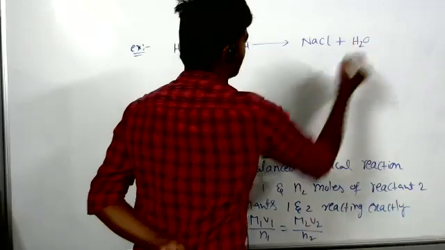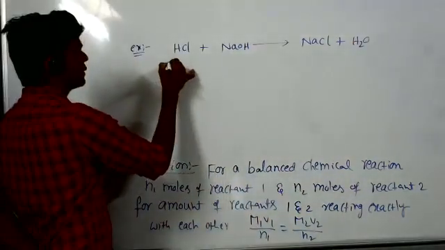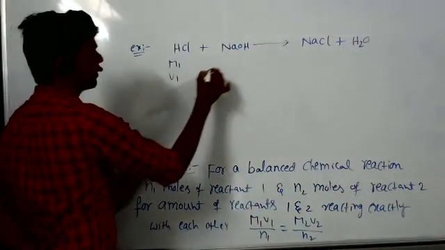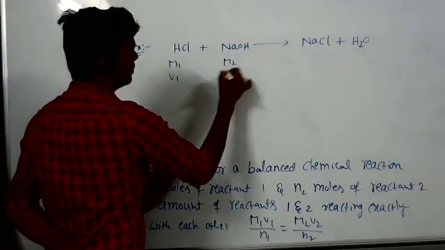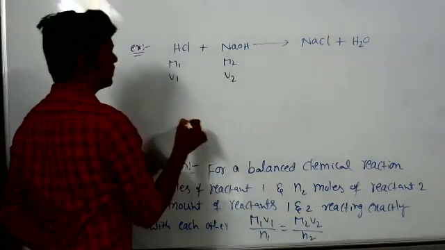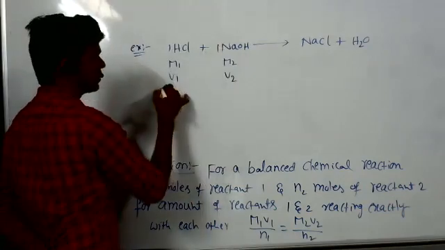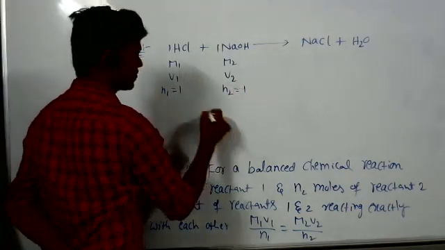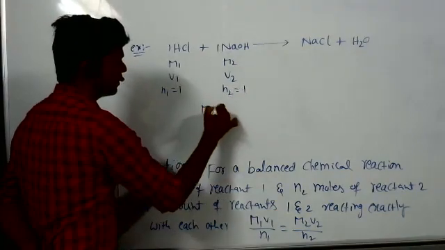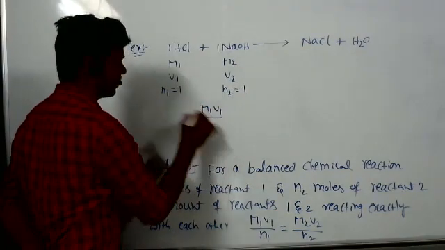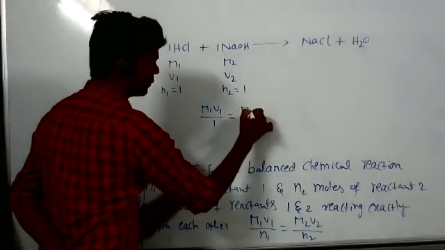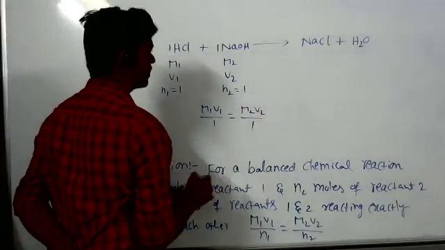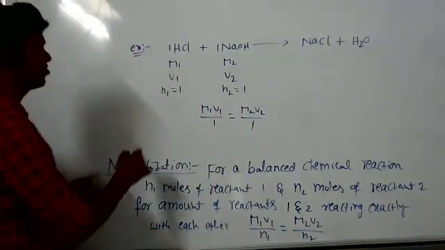HCl plus NaOH gives NaCl plus water. This is M1 concentration, volume V1. This is M2, this is V2. And the number of moles is 1 only. So take N1 equal to 1, N2 equal to 1 only here. So the formula is M1 V1 by 1 equals M2 V2 by 1. Next.